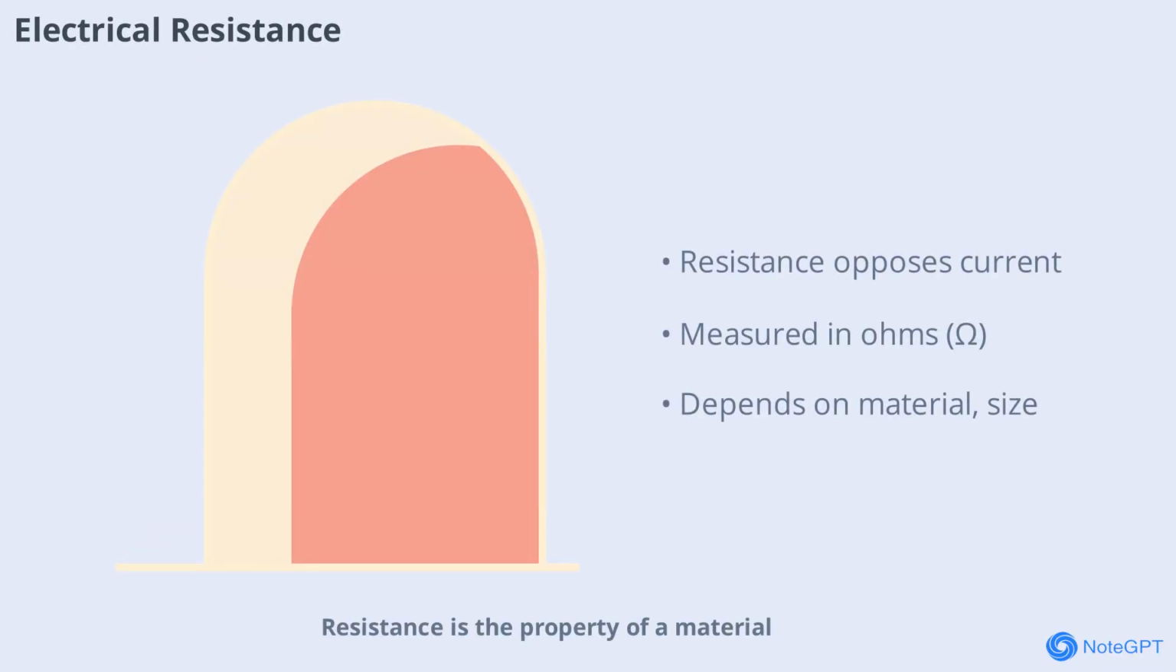Resistance is the property of a material that opposes the flow of electric current. It's measured in ohms, omega. Think of resistance like friction for electricity. It slows down the movement of charges.